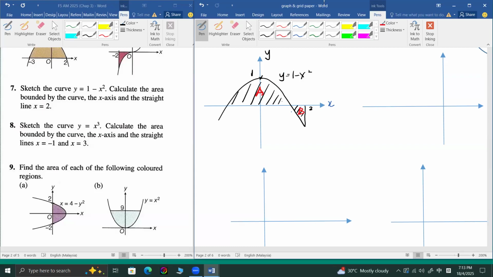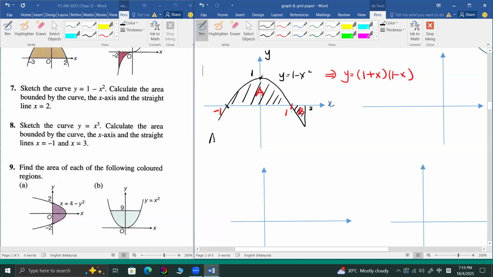So see how I do it. Class, you can find the value here first. How to get this value? See from here, if I factorize 1 plus x, 1 minus x, I get -1 and +1 for the roots. So class, now I can find the area of A.